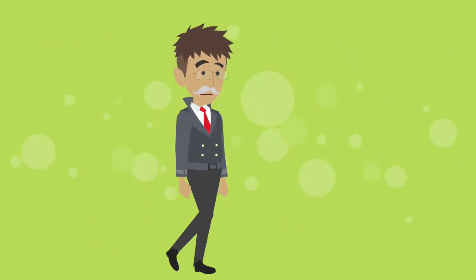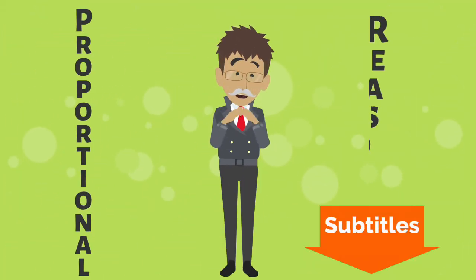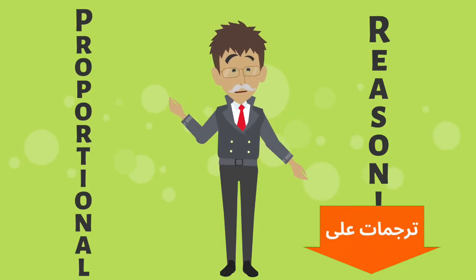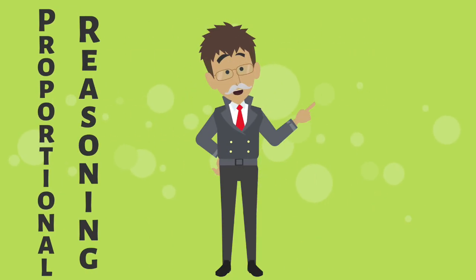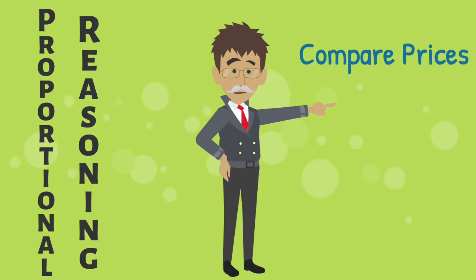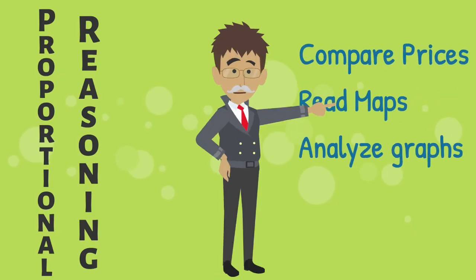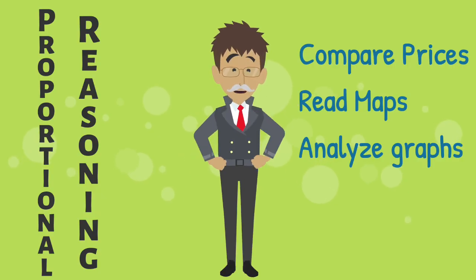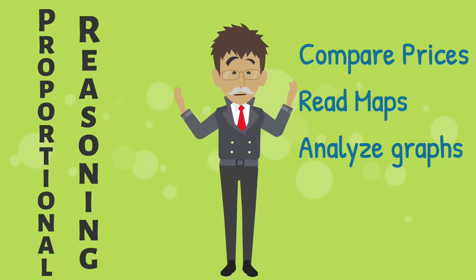Proportional reasoning helps seventh graders understand how quantities relate to each other and how those relationships stay consistent. These ideas appear in real world situations like comparing prices, reading maps, or analyzing graphs. As we explore each term, we will build a toolkit that helps make sense of proportional relationships.